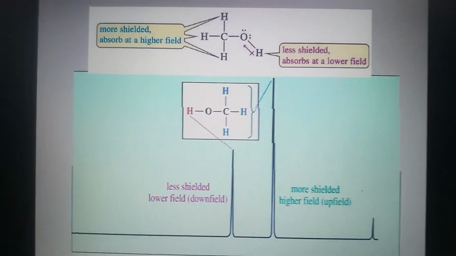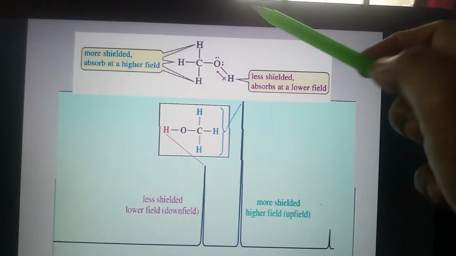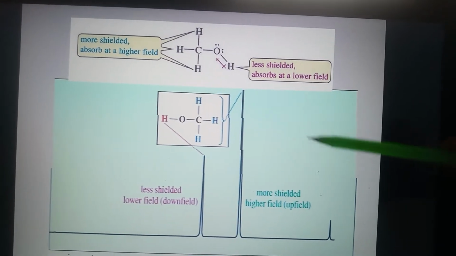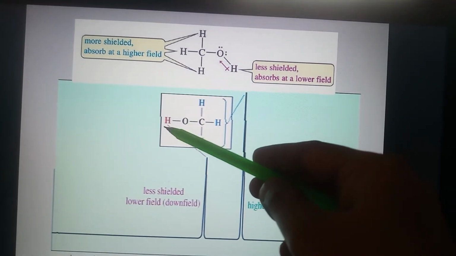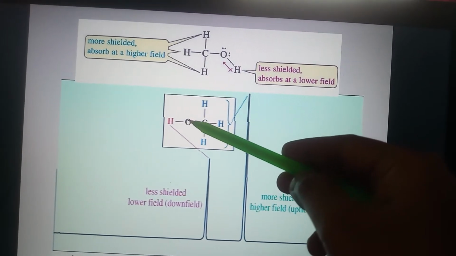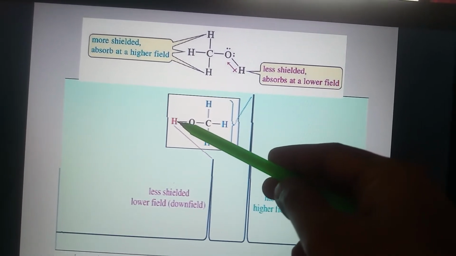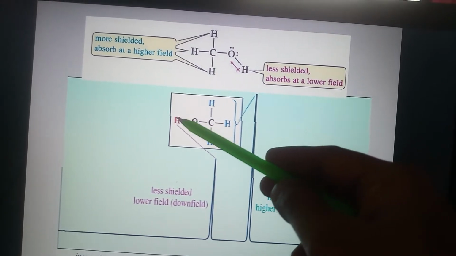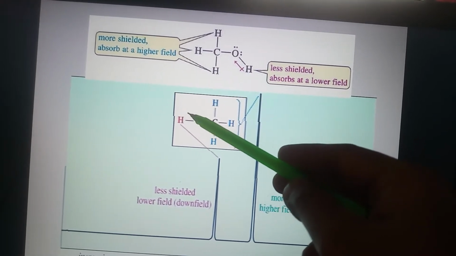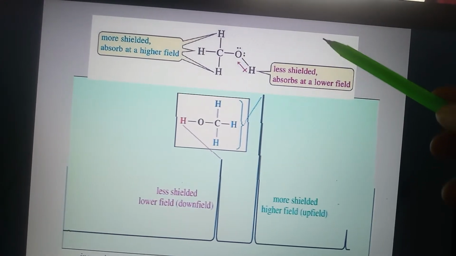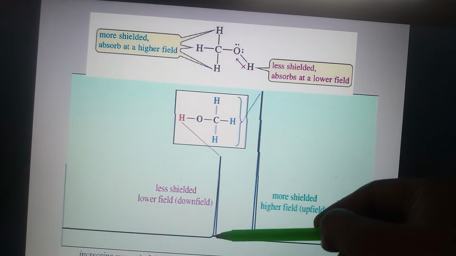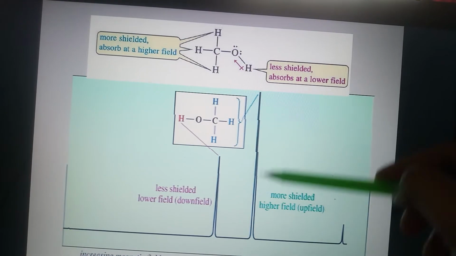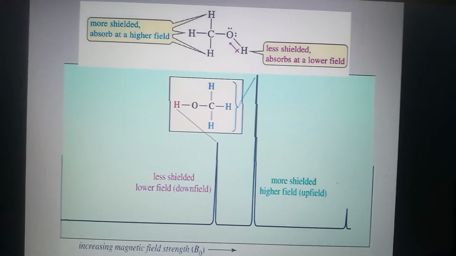Now, from the diagram you can see this is methanol and this is the reference peak, and this proton is less shielded because oxygen is here. It will draw the electron density towards itself. So around the proton there is less electron density, so it is less shielded, that is, it appears at downfield, and the other protons are more shielded, they appear at higher field. It is called upfield shifting.